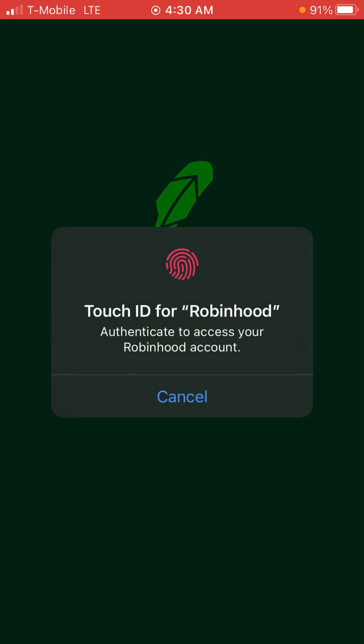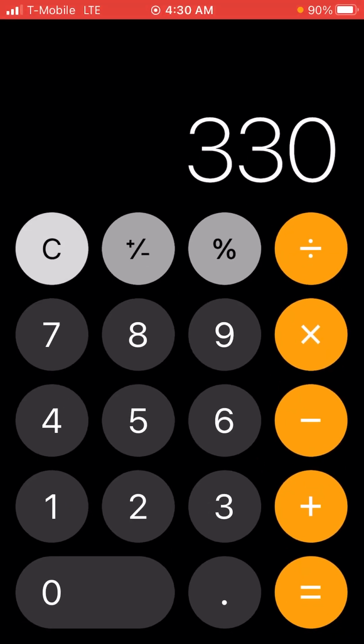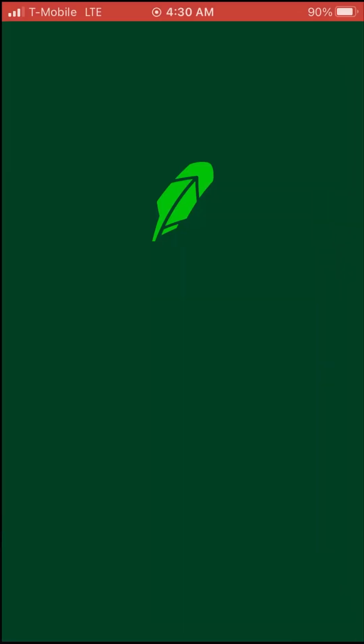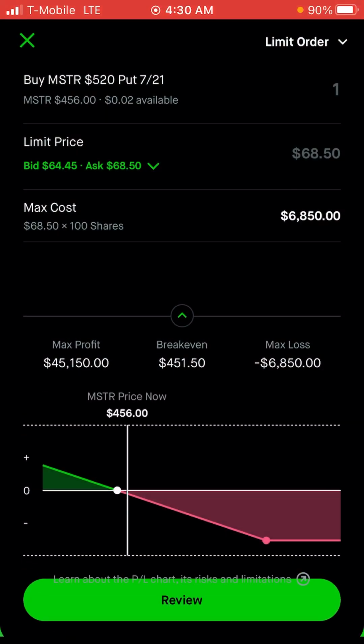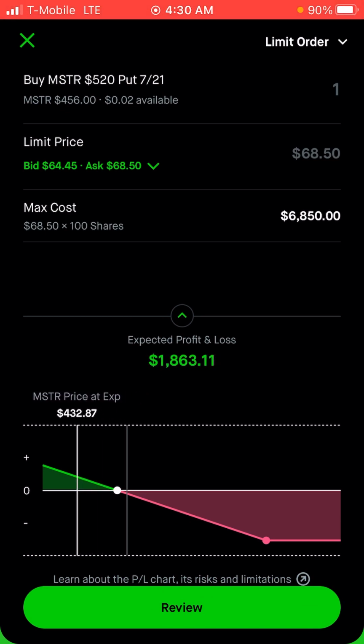So let's look real quickly on the options here at what a $44 difference in price means. When you would put in your put, let's take 44 away from 456. So the price would have gone down to 412. In that scenario, the price would have gone down to 412. It doesn't even register.